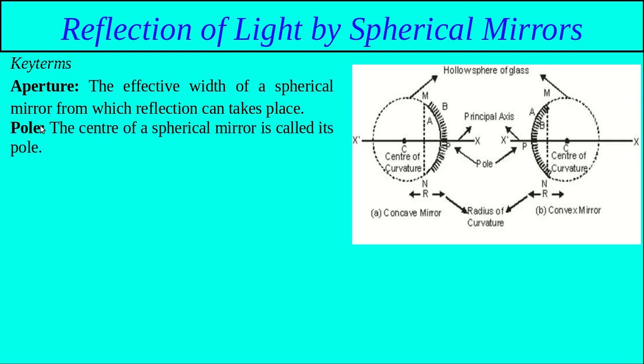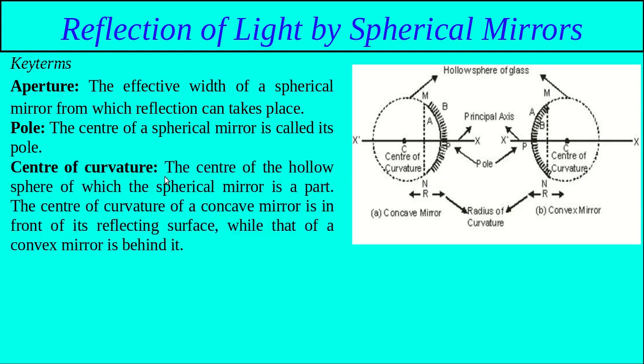The second term is the pole. The center of a spherical mirror is called a pole. For example, in this figure, this portion is the pole, the P represents the pole of the spherical mirror.